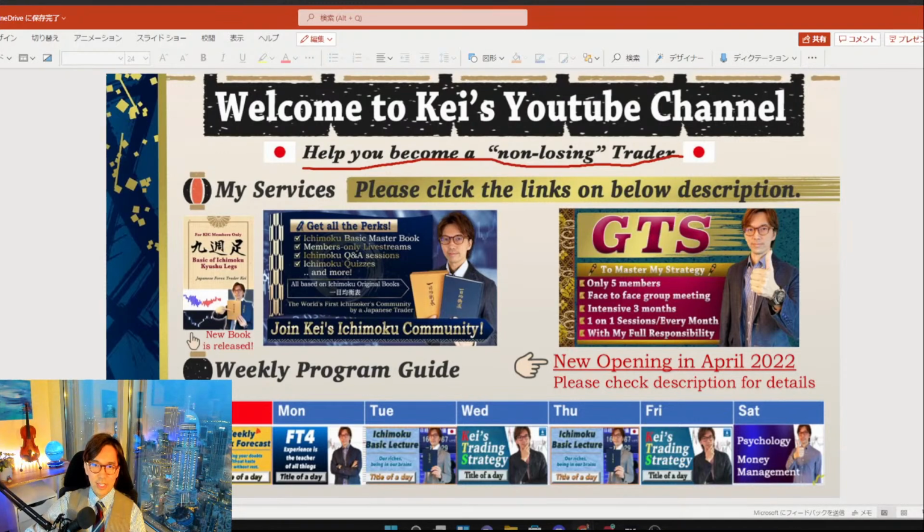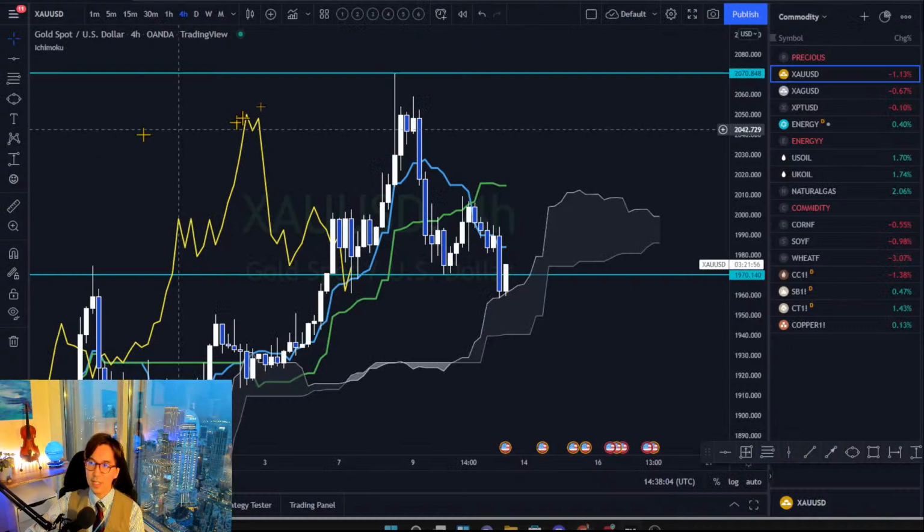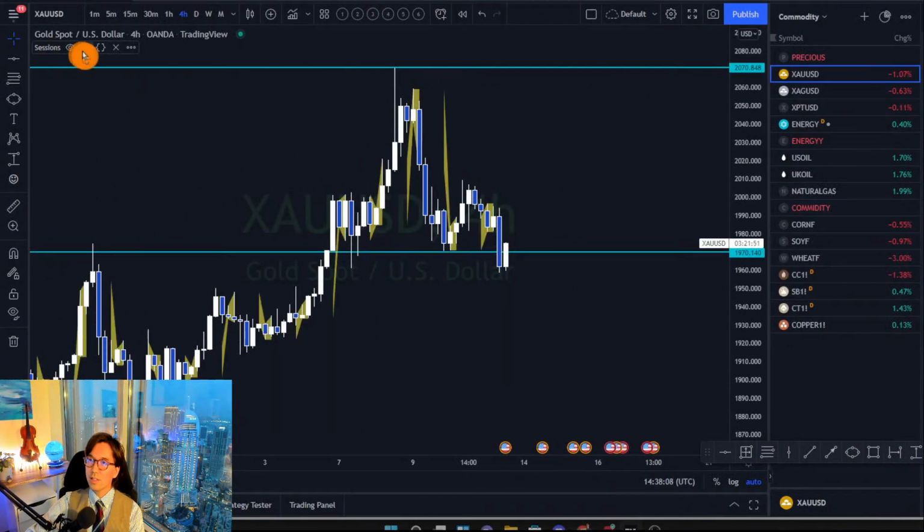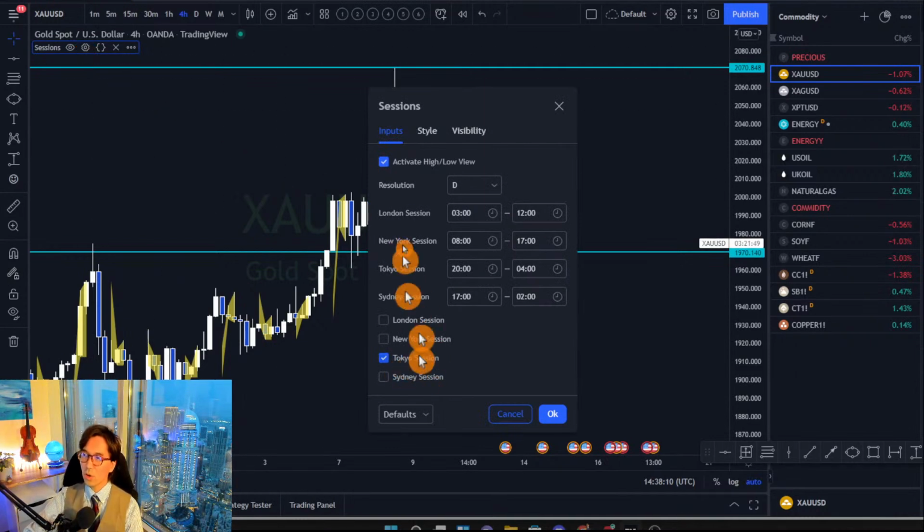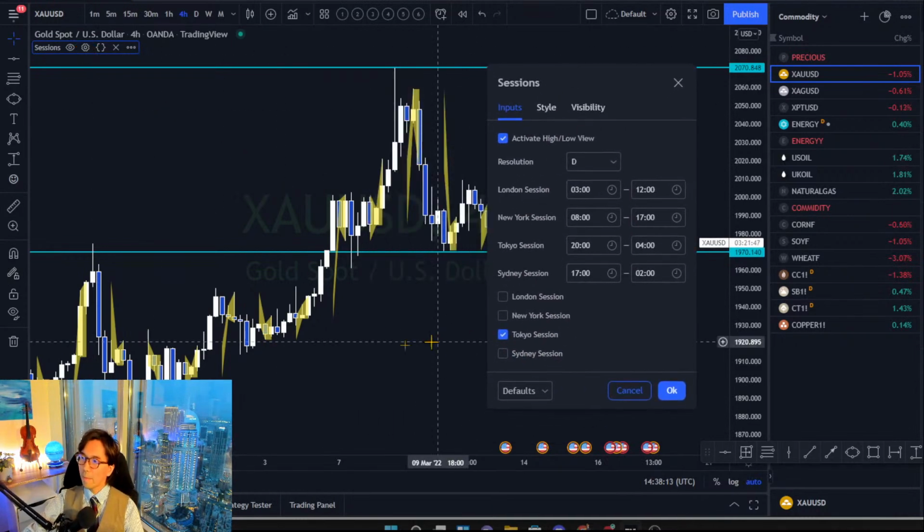And let's see, Lulu says, hi Kay, could you show me how to set up the Tokyo Box in TradingView? Yeah, so Tokyo Box, once again, I use this sessions indicator. I use the sessions indicator and I only enable the Tokyo session, and adjust it to in between 9 a.m. to 5 p.m. in Tokyo time. And you have the Tokyo Box.